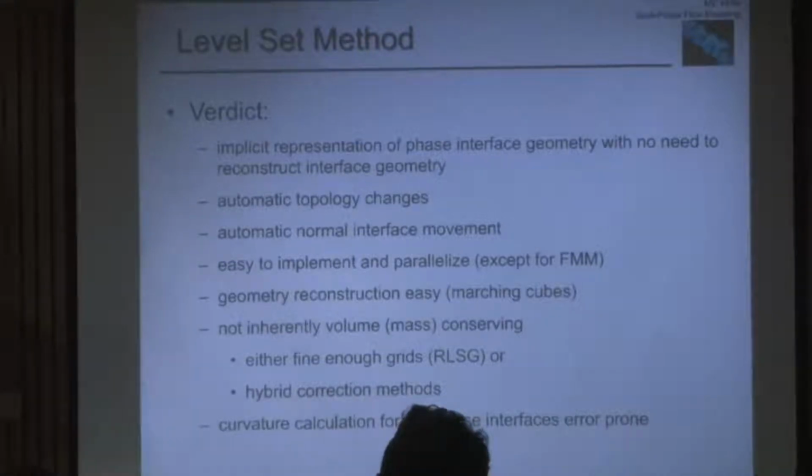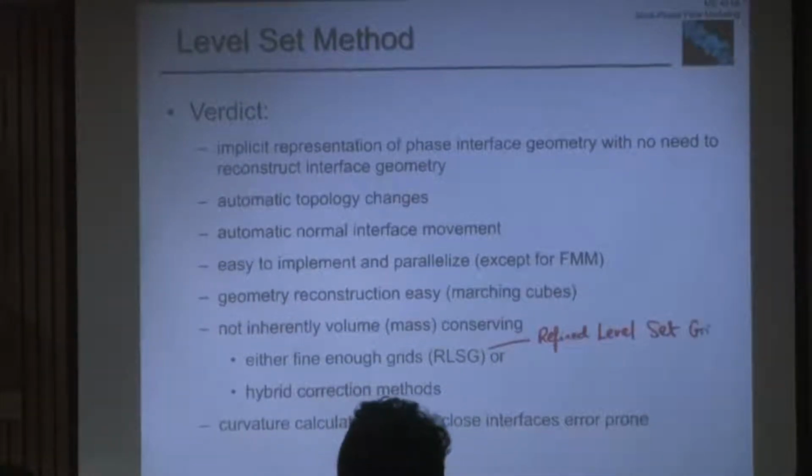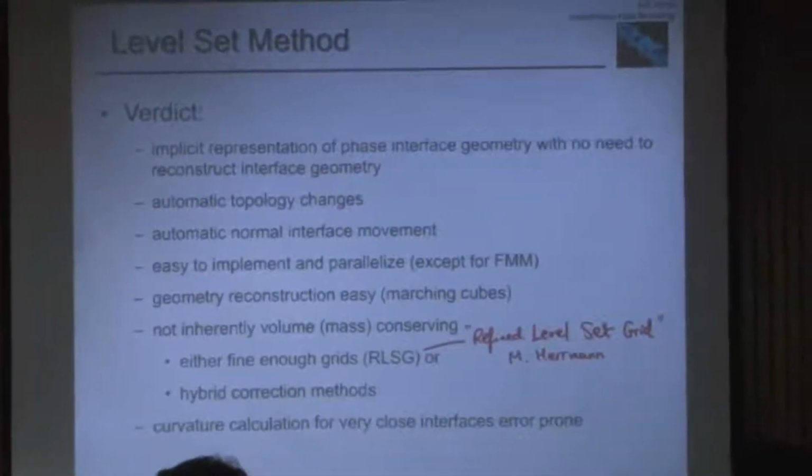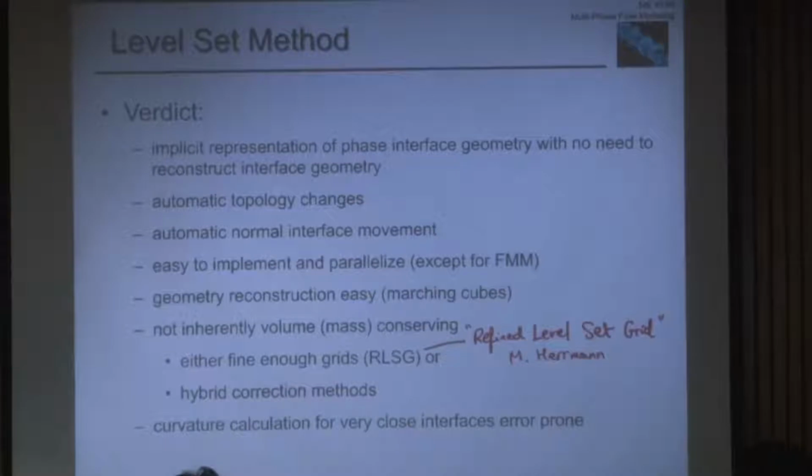And so either you have to kill the problem with resolution, and that is the idea of the so-called refined level set grid approach of Marcus Herrmann at Arizona State University, where the idea is to introduce an auxiliary, extremely fine grid in order to deal with the level set. Or alternatively, you have to rely on some hybridized method that will fix those issues. Curvature tends to be good, but when you have two fronts coming close to one another, it becomes more problematic.